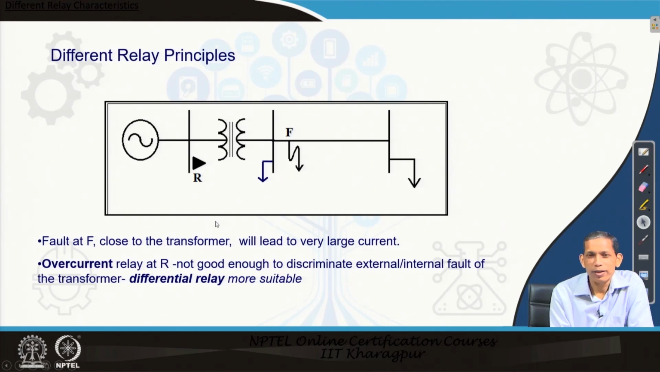So, what you see is that different elements and different systems may require different relaying principles, and the fault behavior of different elements in the systems may be different, and their functionality may be different. Therefore, you need different relaying principles for better protection of the power system elements.